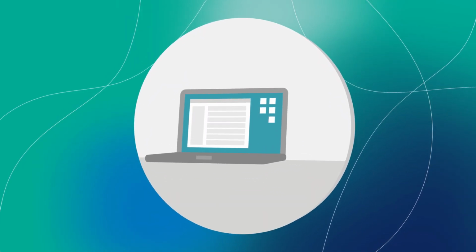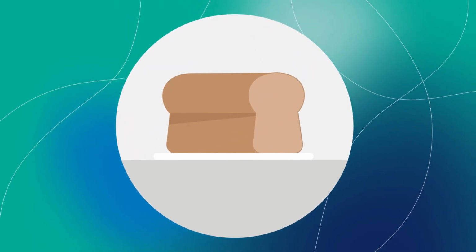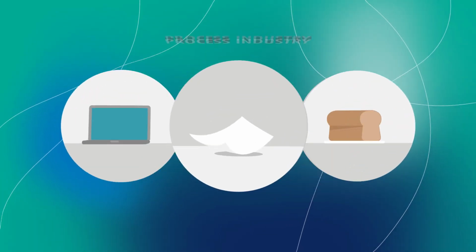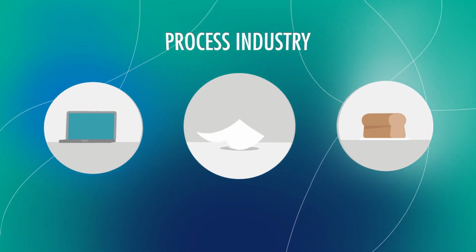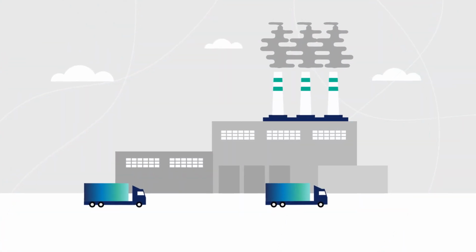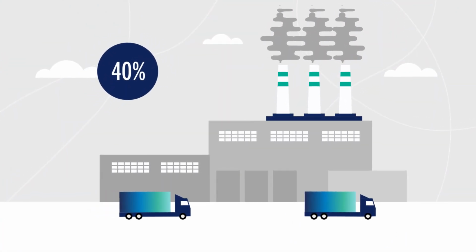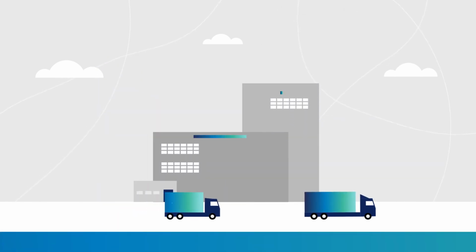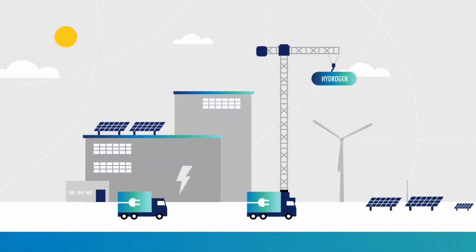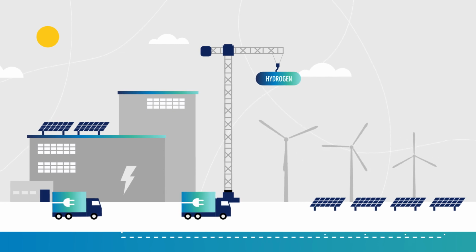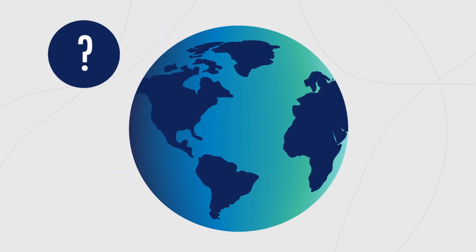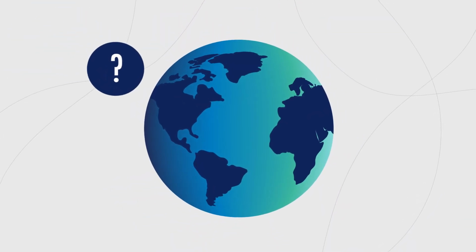Everyday things like your laptop, the bread you eat, or a simple piece of paper are made with help of the process industry. This industry is responsible for more than 40% of the CO2 emissions in the Netherlands. Hydrogen produced from sustainable energy could drastically reduce this CO2 footprint. But how to produce this green hydrogen on a large scale?